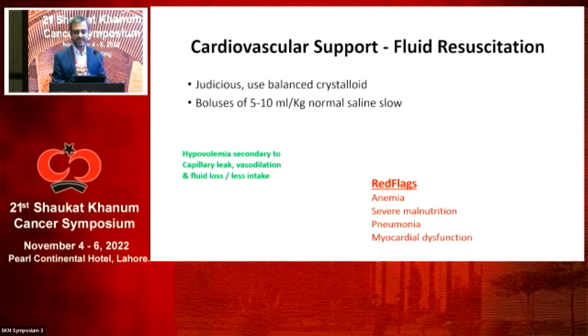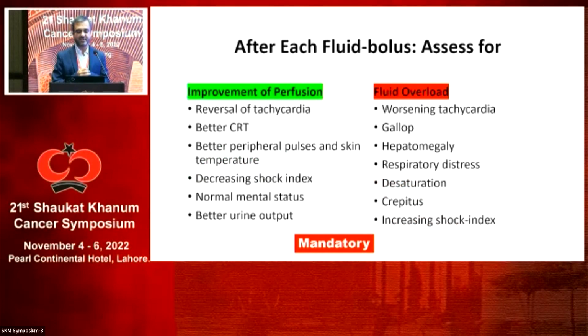Severe malnutrition, again: cancer children are at increased risk of severe malnutrition if they have pneumonia or myocardial dysfunction. Then our fluid therapy has to be adjusted. Hypovolemia in these patients is because of capillary leak, decreased intake, and vasodilation as underlying physiology. If we have decided to give bolus to these children, then it is important to assess for the signs of improvement or deterioration. If there is reversal of tachycardia, if the capillary refill time, the pulses, perfusion are improving, the shock index is decreasing, then we are on the right track.